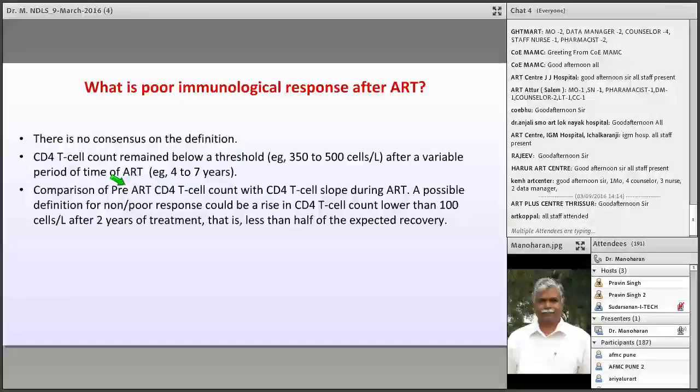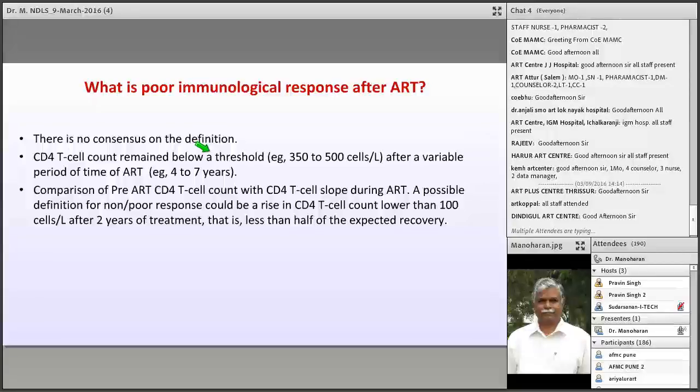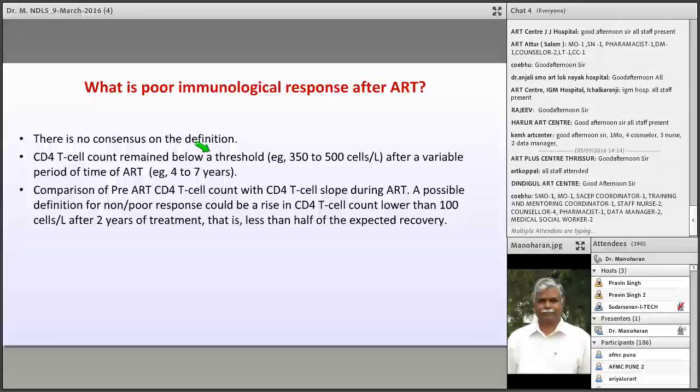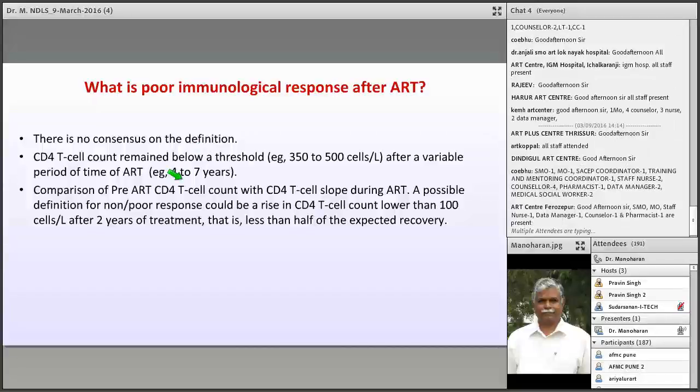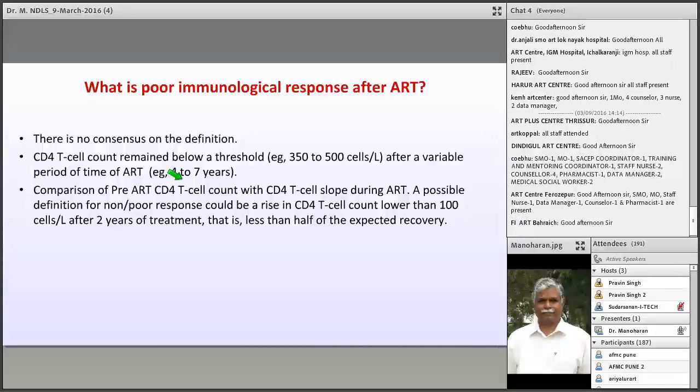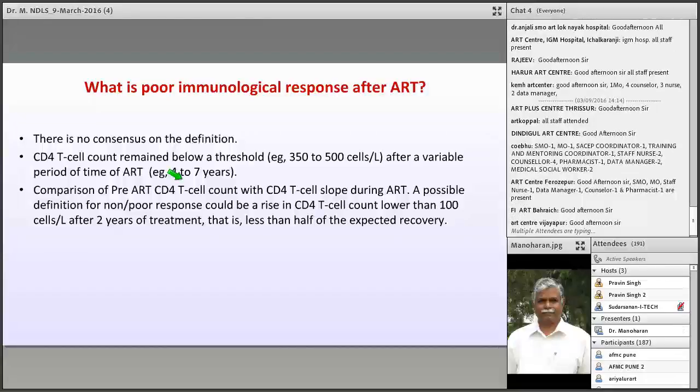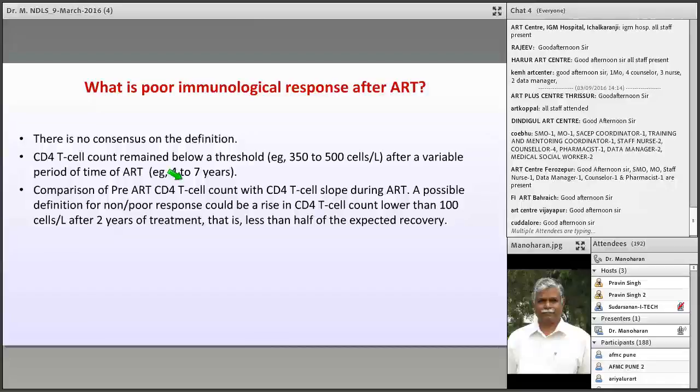So, in some articles they say CD4 count remained below a threshold, that is 350 to 500 cells, after a variable period of time on ART, say 4 to 7 years. So, this criterion was used in some journals, and some others have used the pre-ART CD4 cell count with the CD4 T cell slope during antiretroviral therapy. A possible definition for non or poor response could be a rise in CD4 cell count lower than 100 cells after 2 years of treatment, that is less than half of the expected recovery. And there are other definitions also.